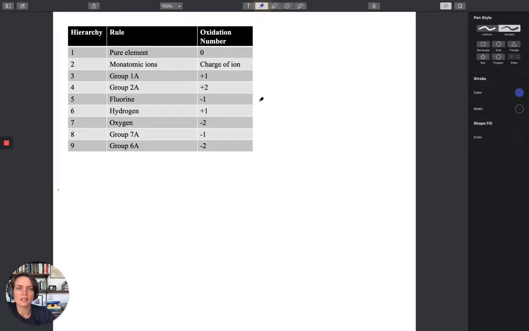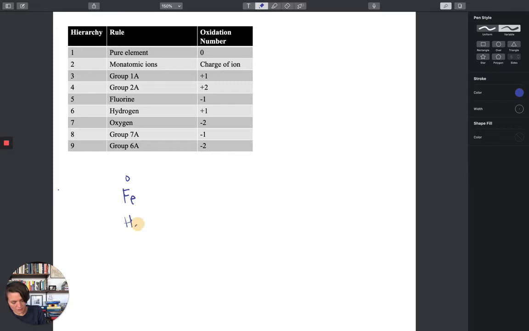Okay, so a pure element. What do I mean by a pure element? This is the top of our hierarchy. A pure element's oxidation number is going to be 0. So examples there would be iron. Iron is a metal. It can exist on its own, as we know, and its oxidation number would be 0 if it were in a reaction just as iron by itself.